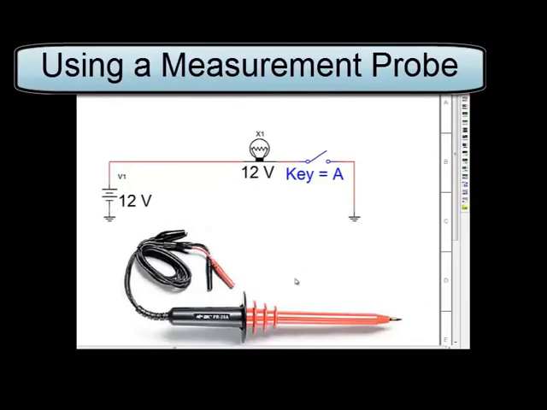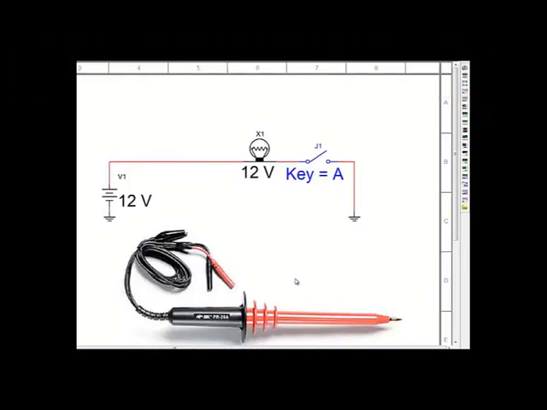This Multisim tutorial will demonstrate how to use a measurement probe. We're given a small series circuit. It has a 12-volt battery in it, our lamp, a switch, and a ground. And what we want to do is use a simple device to measure the voltage without having to hook up a whole bunch of test equipment. And that simple device is the measurement probe.